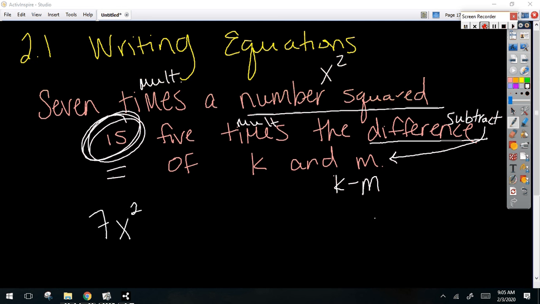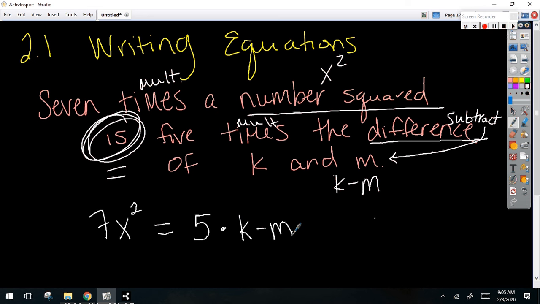All right, is. So this is where I need what? Equal sign. 5 times the difference of K and M. 5. Okay, so I hear 5 times. There you go. Whoever said it. George.